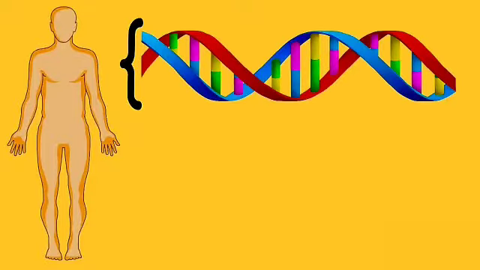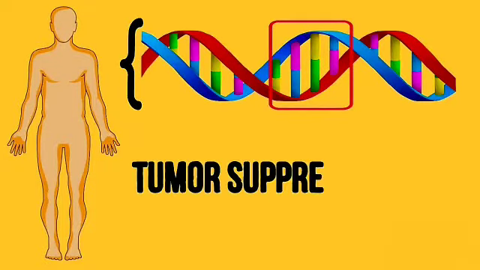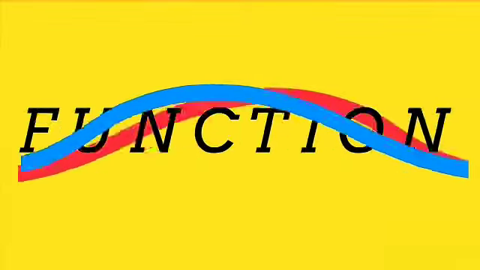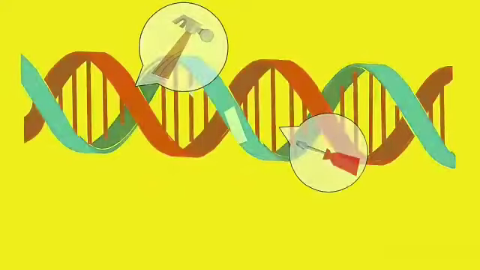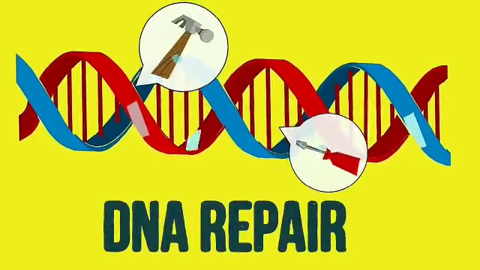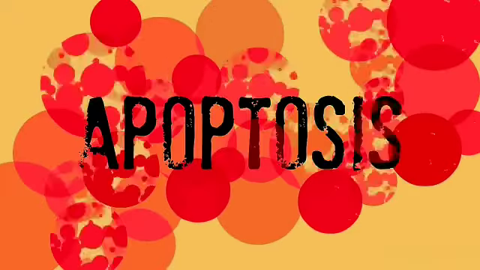Now, moving down John's DNA in the same cell, there's the gene called tumor suppressor gene. This gene codes for proteins that have a few important functions. The first function is the cell cycle arrest. The second function is DNA repair. The third function is apoptosis.